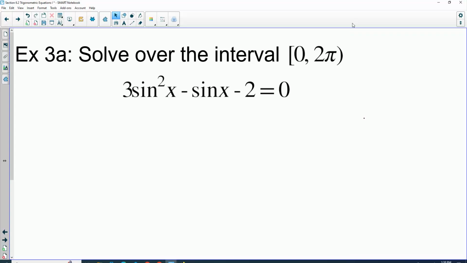We saw back when we were doing proofs that we can factor with trig functions, just like we can with our normal variables. So I have 3 sine squared x minus sine x minus 2. It's the same thing as if I'd had like 3x squared minus x minus 2. What would you do to factor that? Yep, maybe our slip and slide. Multiply our 3 down.